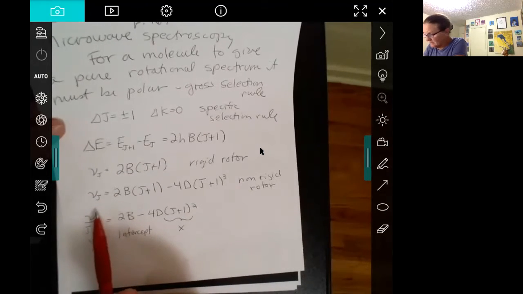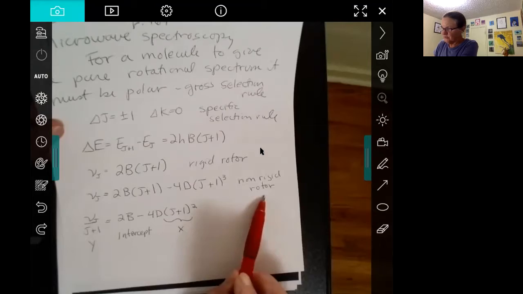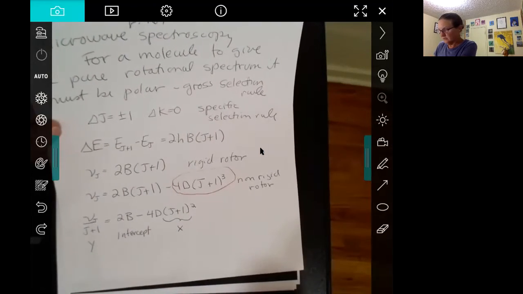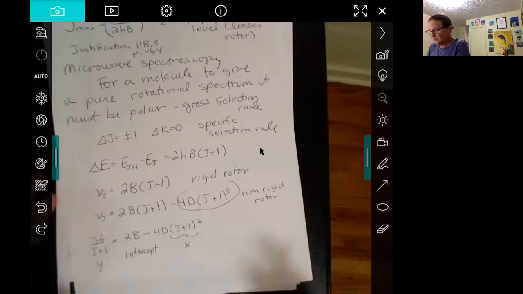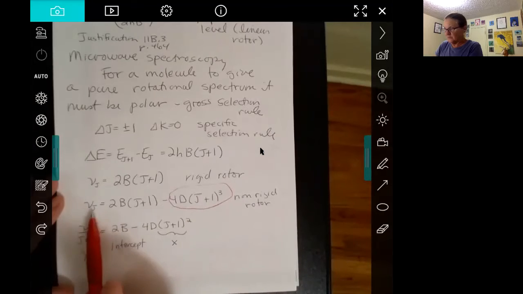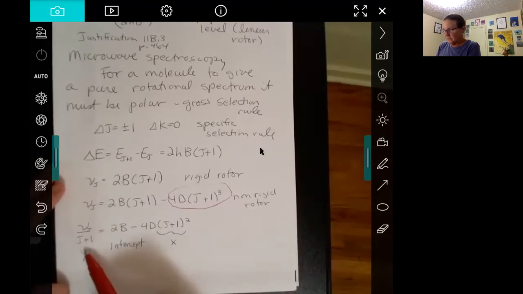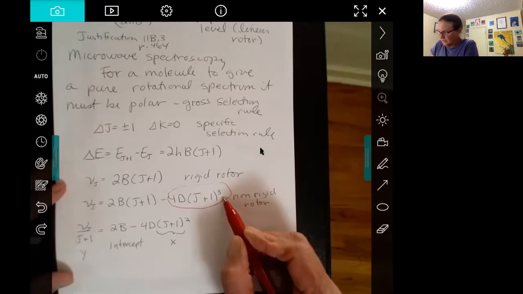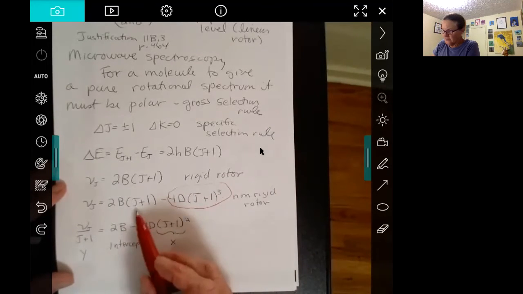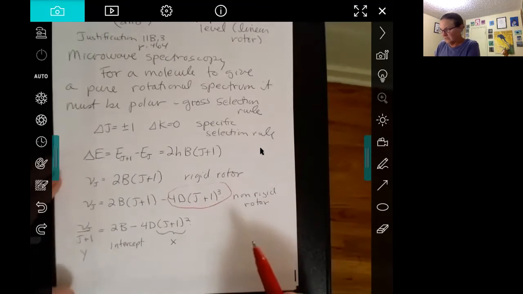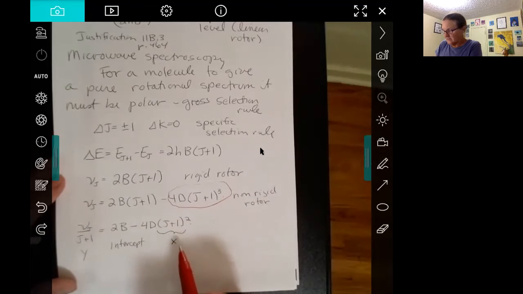And if you have a non-rigid rotor, this term will also be in there for the centrifugal distortion. And so this allows you to figure out both the B and the D. So if you look at the frequencies from your spectra, divide each of them by J plus 1, because of this cubed right here. Then this first term has no J plus 1. This term goes from a 3 to a 2.